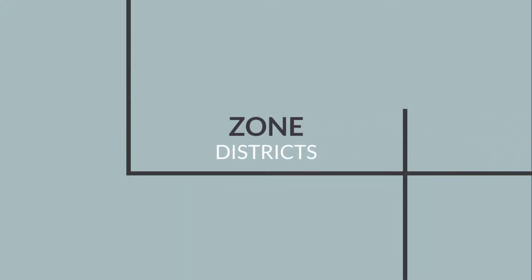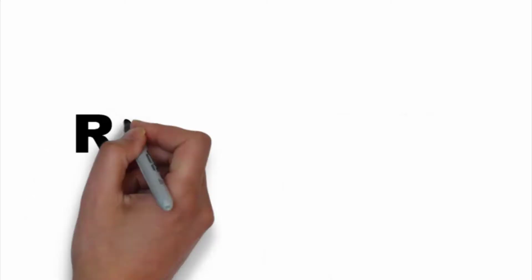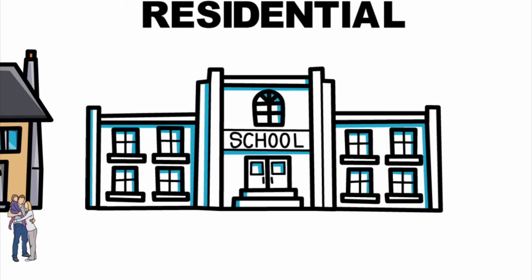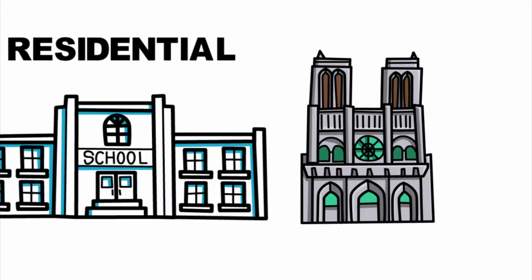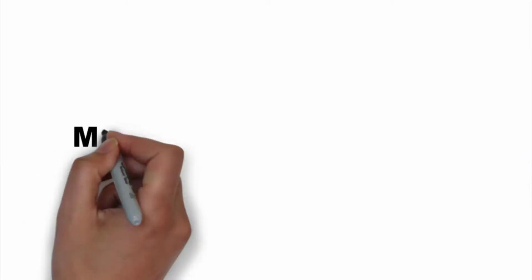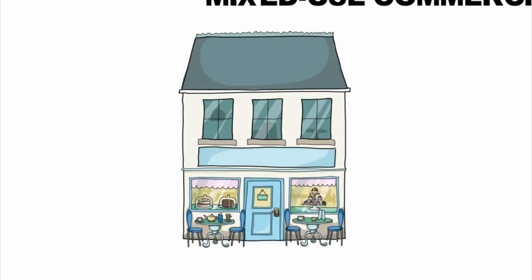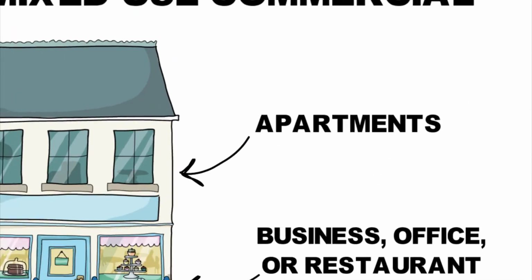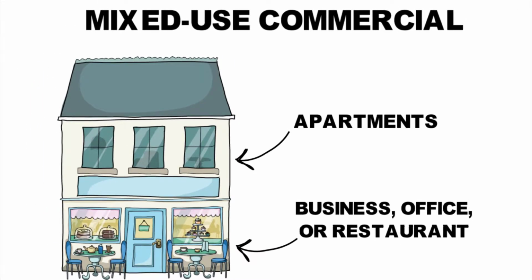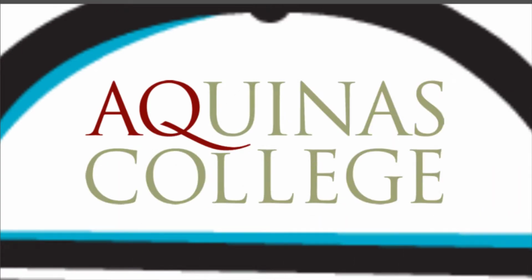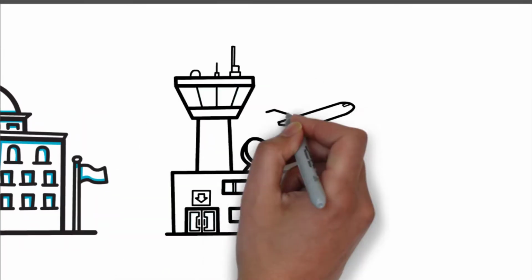Now, let's review zone districts. In residential zone districts, the primary use is residential, but there are other uses permitted with special approval from the Planning Commission, such as institutional uses like schools or churches. Mixed-use commercial districts include both commercial and residential uses. In these areas, the goal is to preserve and build upon what is already existing to create spaces with many uses.